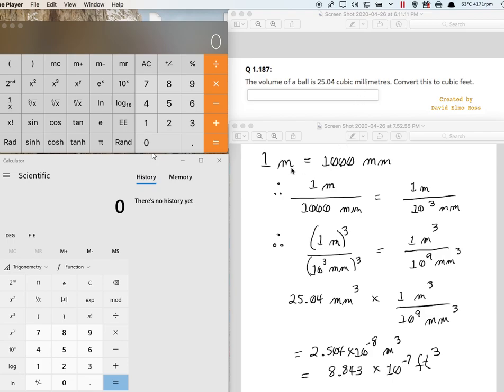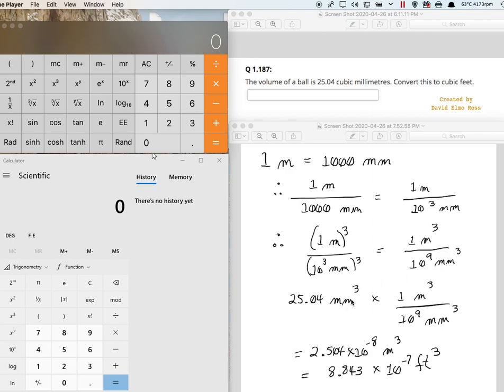So if you look, 1 meter is equal to 1,000 millimeters. This is a linear measurement, but we want a volume measurement. And that means we're going to have 1 meter times 1 meter times 1 meter to get a cubic meter. That means we have 10 to the 3 times 10 to the 3 times 10 to the 3 to get a cubic millimeter, and that's 1 cubic meter over 10 to the 9 cubic millimeters.